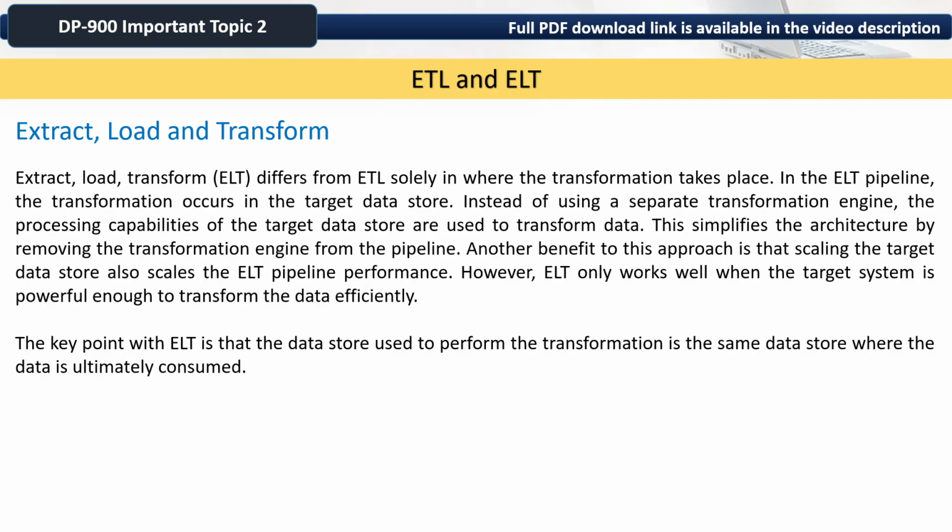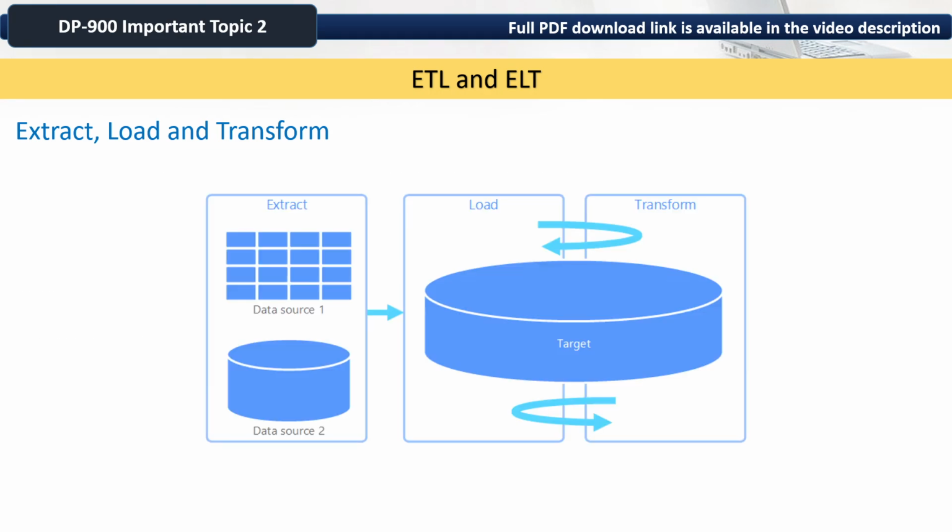The key point with ELT is that the data store used to perform the transformation is the same data store where the data is ultimately consumed. Through this diagram, you can see that data is extracted from different sources first, and then it is sent to the target data store where transformation and loading both take place together.